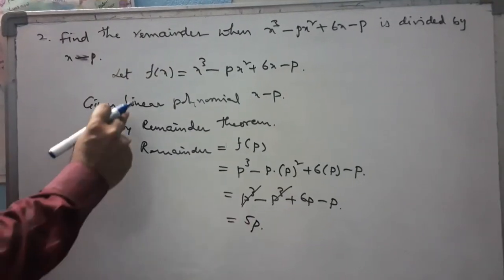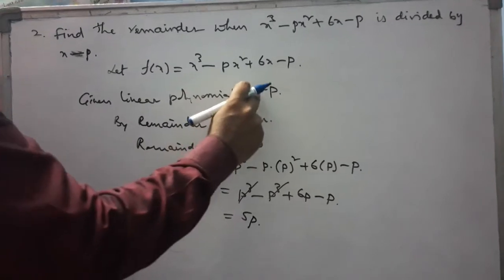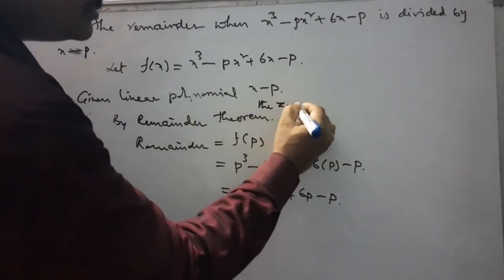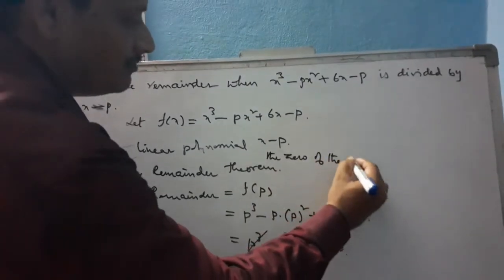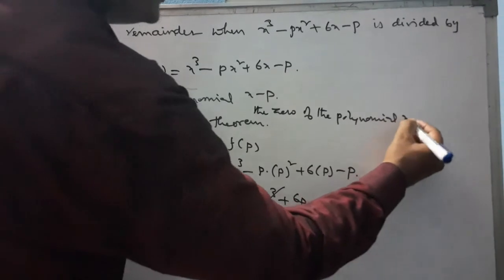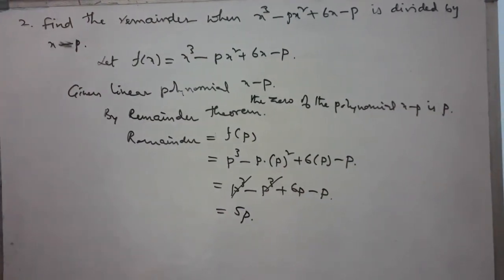So here the given linear polynomial is x minus p. So here we can write the 0 of the polynomial x minus p is p. So this is the answer.